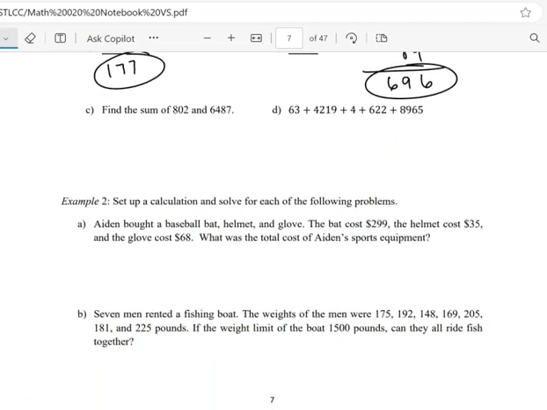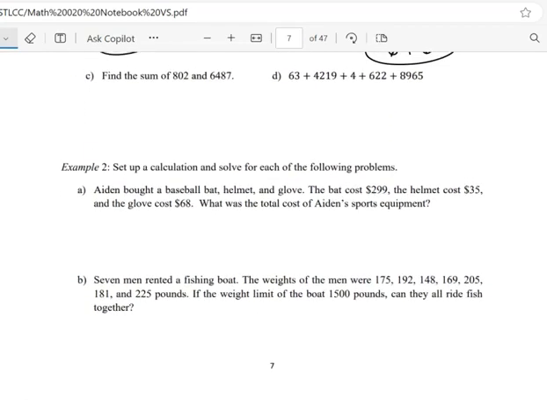So the next one is find the sum of 802 and 6487. Let's go ahead and line them up. I will start with the longer number. It's easier for the addition, but it doesn't really matter which order they come in. Remember, 2 plus 3 is the same as 3 plus 2, and they're all going to add up to 5. So I'm going to start with 6487, only because it's a longer number. I like to start with a longer number, plus 802.